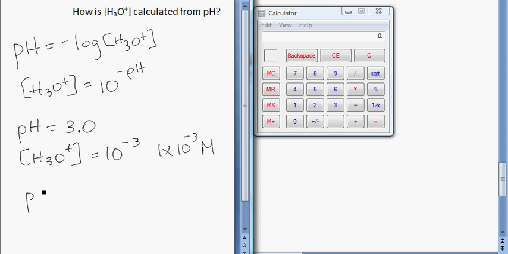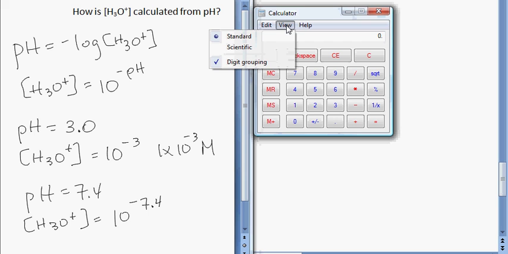Let's do an example. The pH of blood is 7.4. We cannot do this in our head, nor can we leave the hydronium ion to be 10 to the minus 7.4. That just doesn't make any sense, so we can't leave it like that. We need to use our calculator.